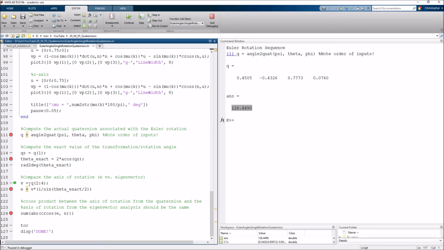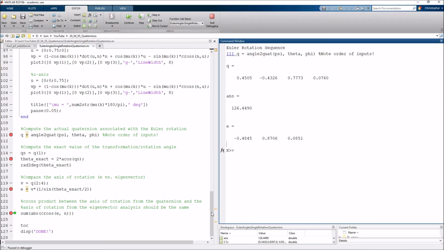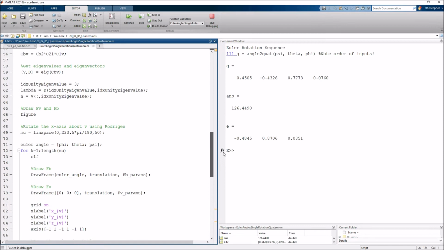So, again, on line 119, we will go ahead and extract the vector component of the rotation. Then we use the definition that we wrote up on the board to get the axis of rotation by scaling that vector component by 1 over sine theta exact over 2. So this is what we got, and if you notice, this is the exact same thing as the axis of rotation we got earlier, the eigenvector associated with the unity eigenvalue in the DCM.